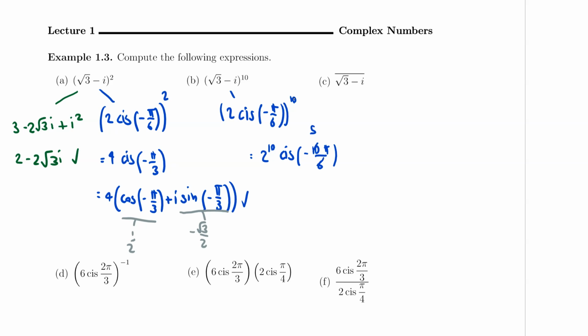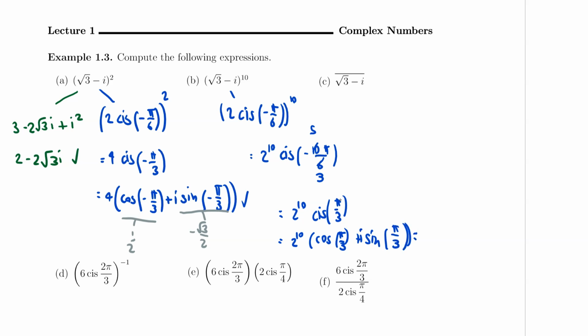So I'm going to get negative 5 pi over 3. I'm going to get 2 to the 10 and then cis of negative 5 pi over 3. If I add 2 pi to this, I'm going to get pi over 3. So negative 5 pi over 3 is just going to be the same as pi over 3. Now if I were to simplify this, that's going to be 2 to the 10 times cosine of pi over 3 plus i sine pi over 3.